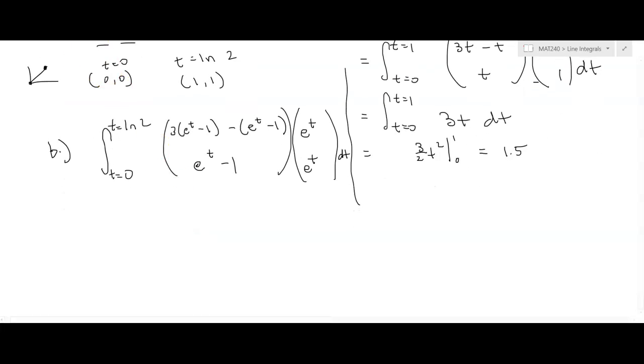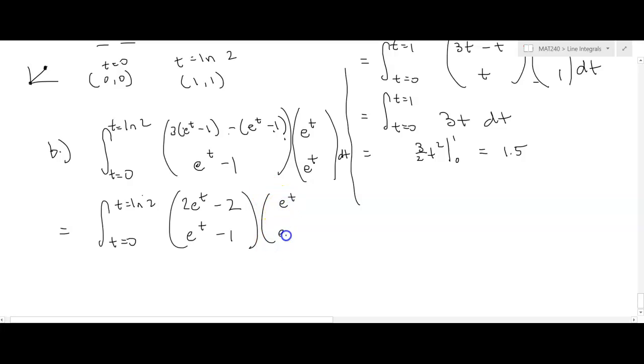And this is going to be an uglier one to compute. And when I say ugly, I mean there's lots of exponentials floating around. But let's clean this up a bit. So here we'll have 3e to the t minus 3 minus e to the t plus 1. So 3e to the t minus e to the t will be 2e to the t. Negative 3 plus 1 will be negative 2. And then down here I'll have e to the t minus 1. And here I'll have e to the t and e to the t. So now I'm going to go ahead and dot them together.